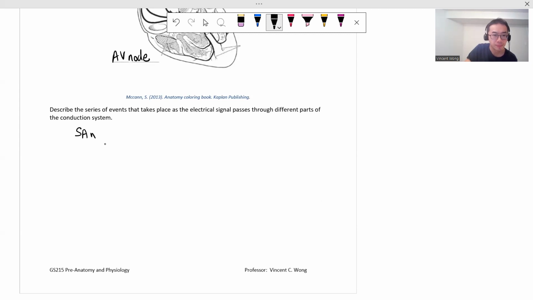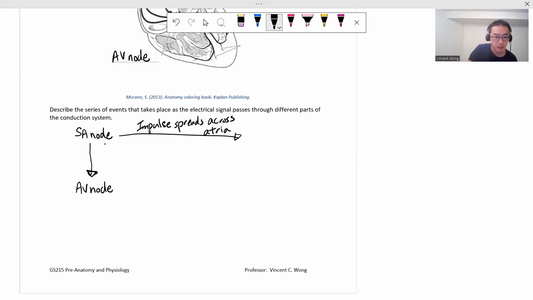Okay. SA node. So it's gonna send the signal across the atria, right? Impulse means the signal spreads across atria, like across. And at the same time, some of it is gonna go down to the AV node. Okay. So these two things happen simultaneously.